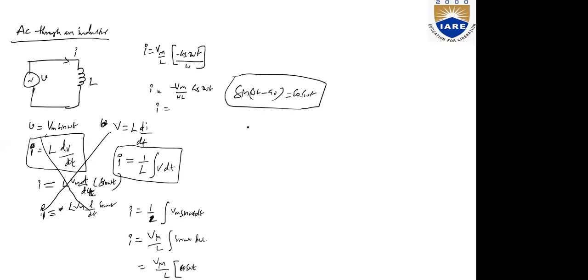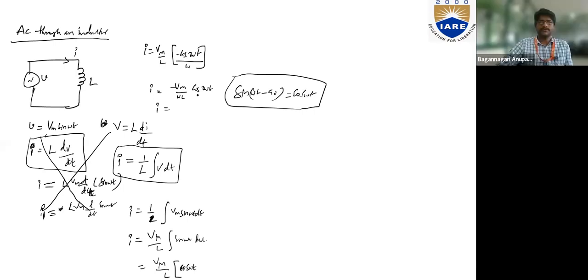Yes, sir. Suppose if we want to remove this minus, if you want to take it as minus L di by dt here, the equation will become like this: minus of minus will become plus. So we'll write it as Vm by omega L, and this can be written as sine omega t minus 90 degrees.